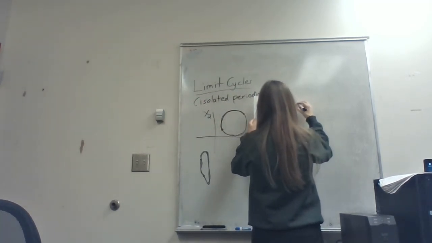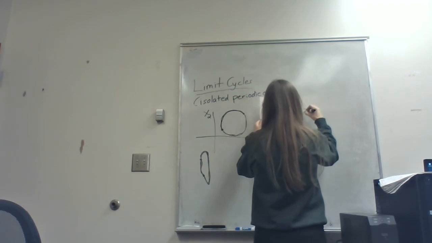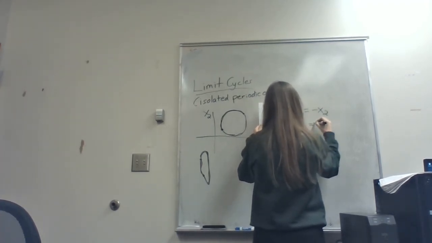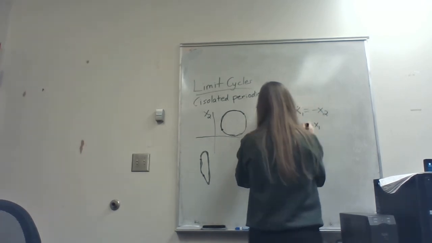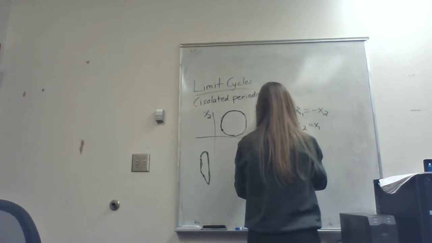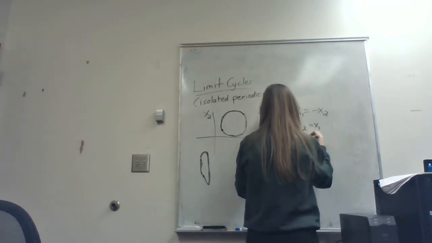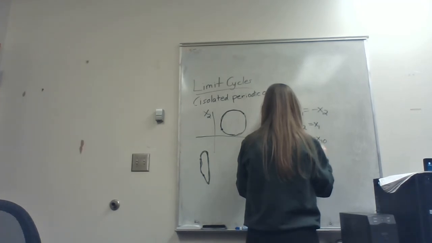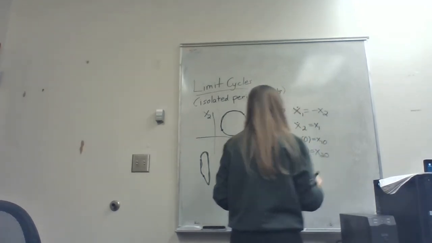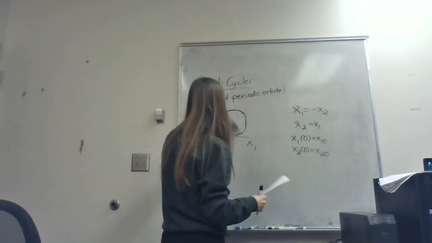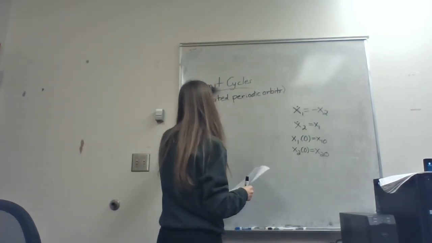So then here is an example of a linear system. Negative x2 dot is x1. So here's x1 of 0 is x10, x2 of 0 is x20. So here's the initial condition. So we have a system of two differential equations. Therefore, we need two initial conditions, which we have.